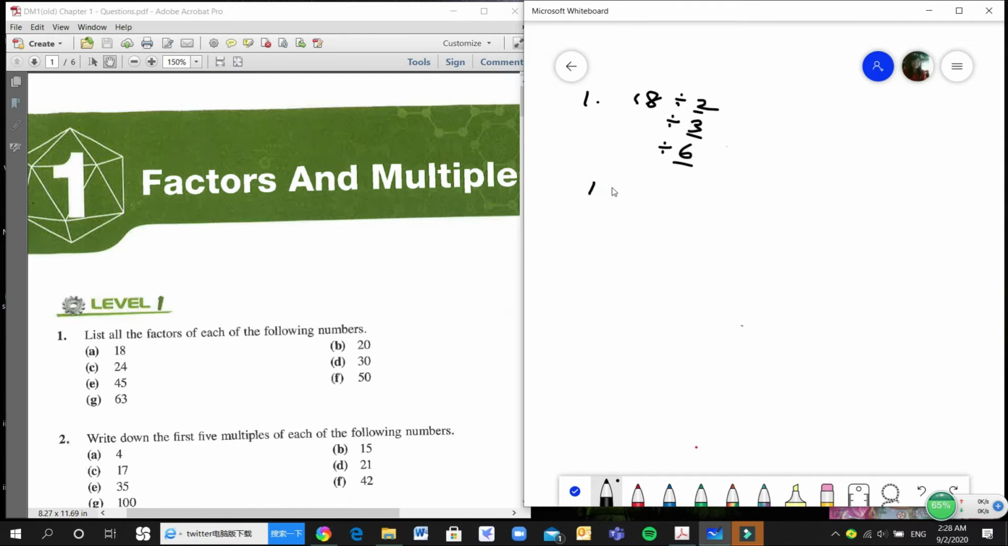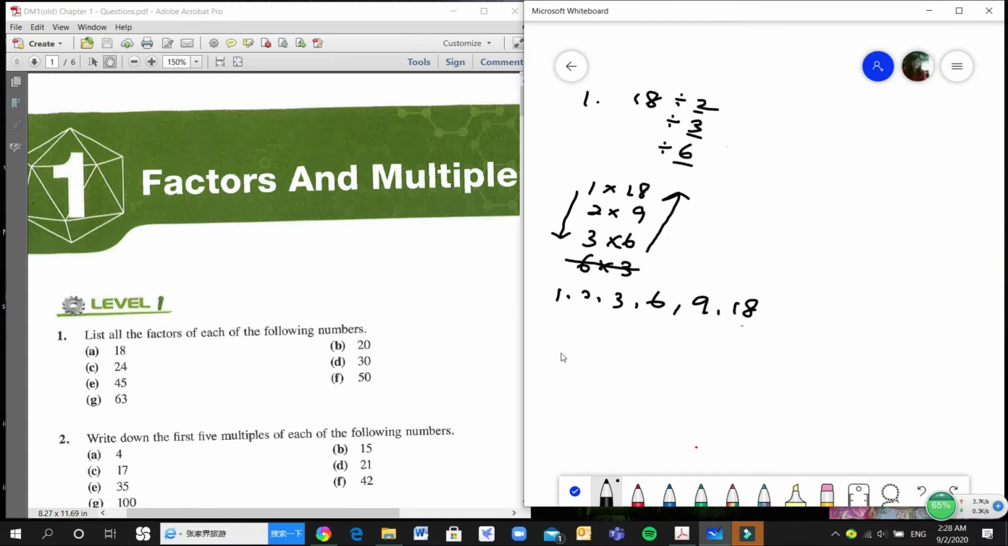So for example, 1 times 18, 2 times 9, I will get 18. 3 times 6, 4 cannot, 5 cannot, 6 times 3. Now you see, the numbers repeat, right? If it repeats, that means those are all the factors of the number. So we can list down like that: 1, 2, 3, and then 6, 9, and 18. So this is the way that we can find all the factors easily and will not miss any number.